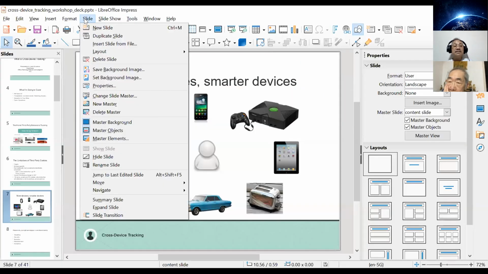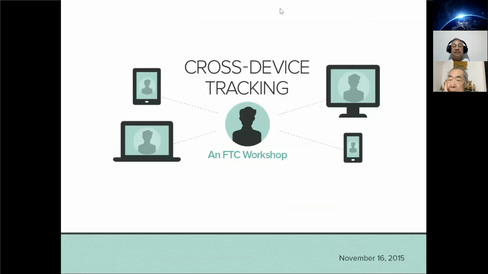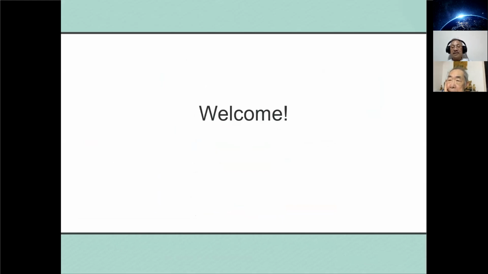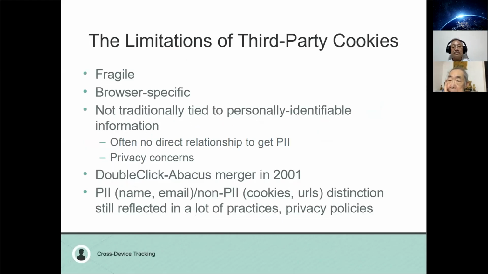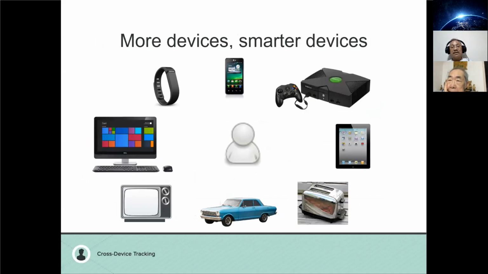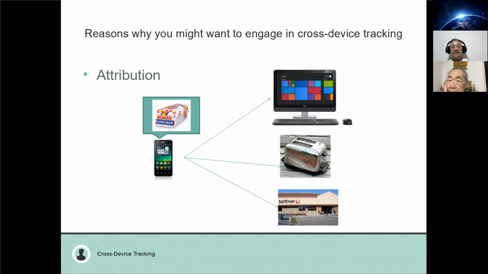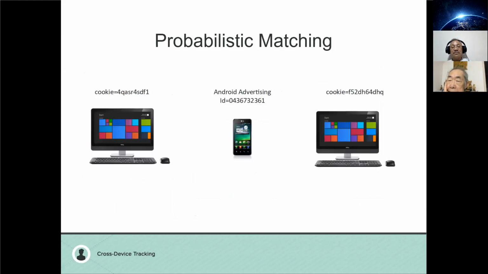Now they have more and more devices. The advertiser uses cookies to match, using something called probability match, to match the cookie with your handphone.